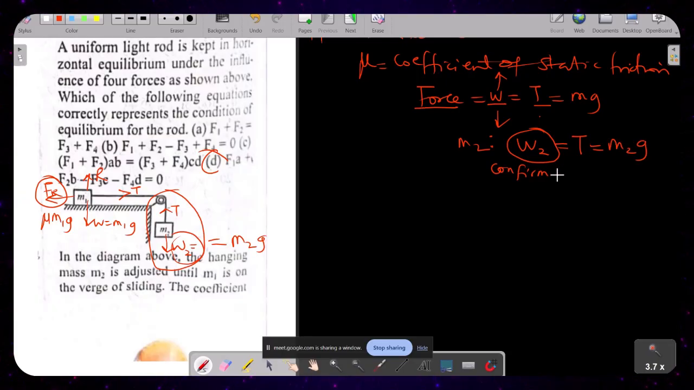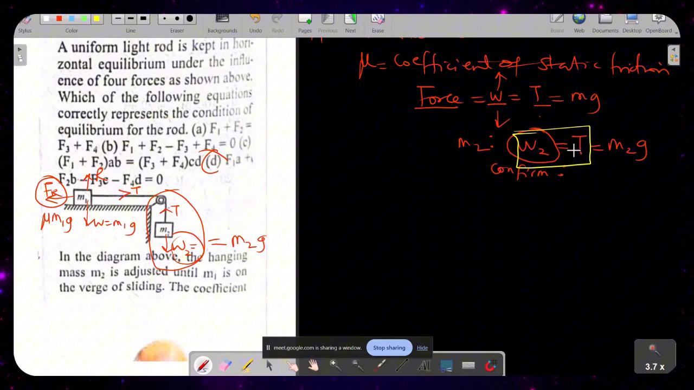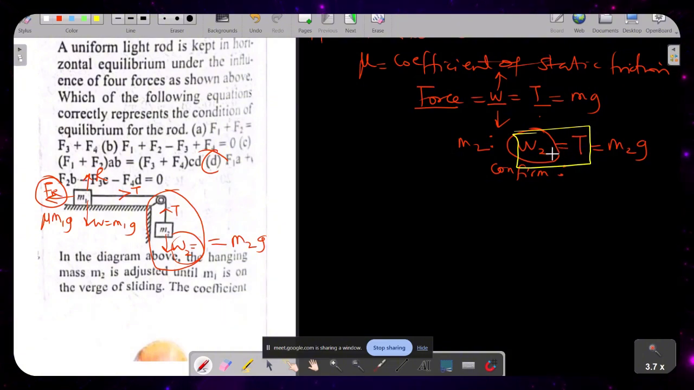But before we continue, like I said, we need to confirm if our weight is equal to our tension. Let's confirm if this weight is actually equal to our tension. That's what I want to do now. So how do we confirm? Now you recall one thing. What will you recall?